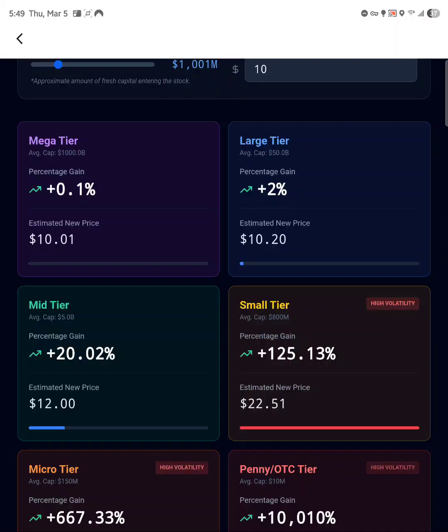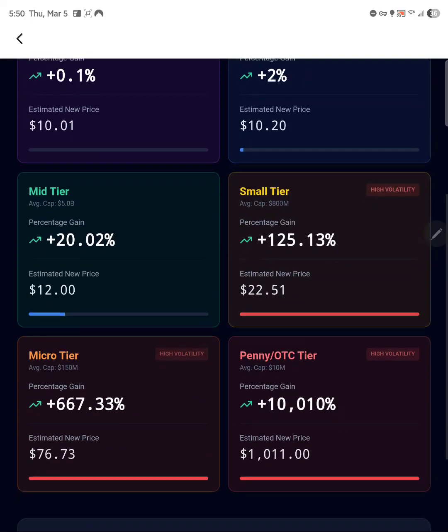Now let's say we go to a $800 million small cap company. It sees a $1 billion of inflow. Its stock price went from $10 to $22.51. That is a 125% increase.